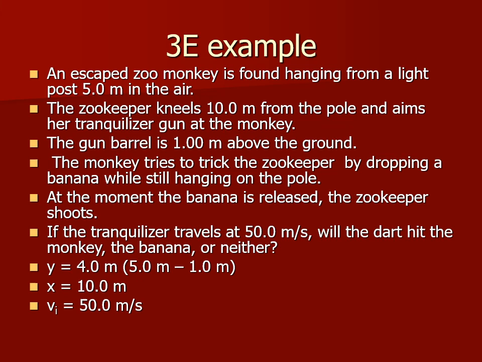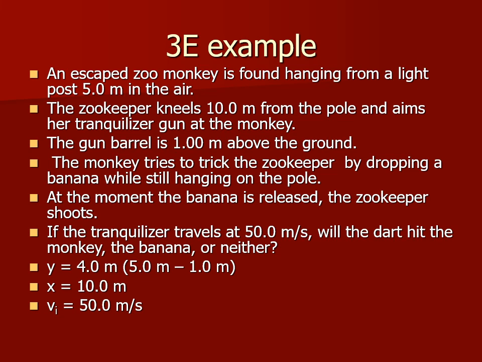This is kind of a classic physics question that seems to come up in quite a few high school textbooks and quite a few high school physics classes. It has to do with the escaped monkey. Substitute any animal you want in. But an escaped monkey is found from a zoo hanging from a light post 5 meters in the air. A zookeeper, seeing the monkey, kneels 10 meters from the base of the pole, so you can kind of see the triangle there, and aims her tranquilizer gun at the monkey, because we got to tranquilize the monkey to get it back. The gun barrel, because you're kneeling and aiming at a monkey, would be about 1 meter above the ground.